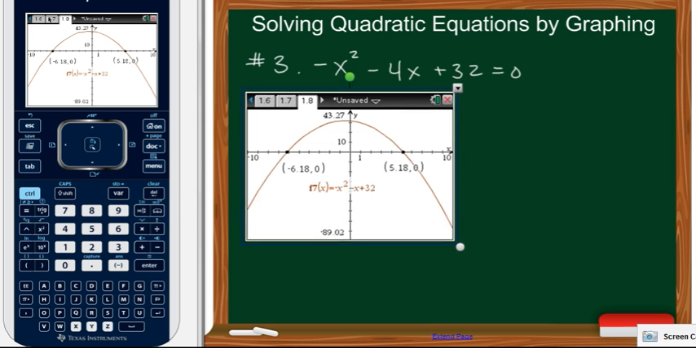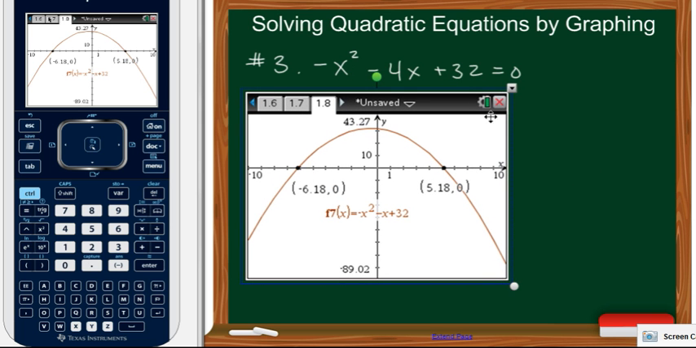And as you can see, the zeros for this equation aren't perfect, but they were darn close. So if I wanted to write my answer for this, I would have x equals, and 2 decimal places works, so we have a negative 6.18 and a 5.18.